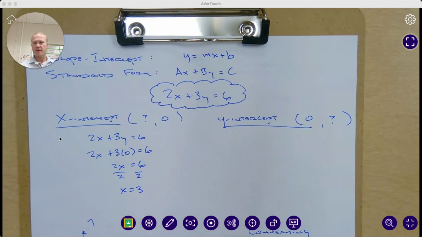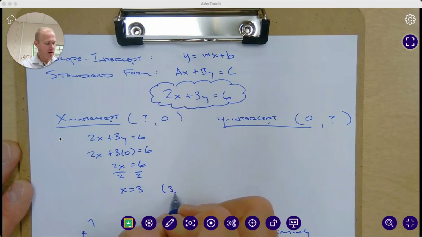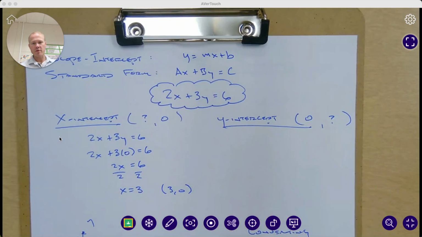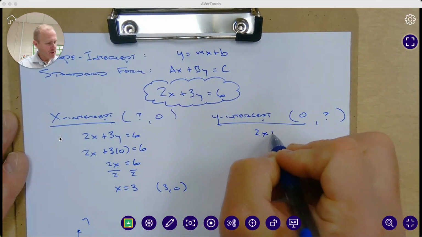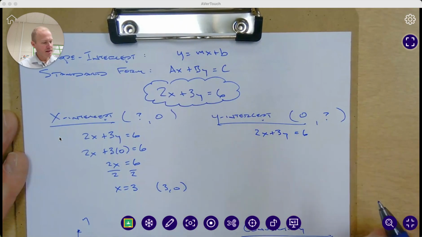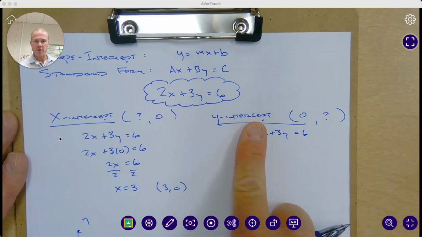Now, technically, x equals 3 is a vertical line, so really you should be writing it as the x-intercept is (3, 0). Get in the habit of doing that. Don't be the kid that just writes x equals 3 because it's technically incorrect. Moving on, 2x plus 3y equals 6. This time I'll cover up the 2x. That term falls away. You can see obviously the y becomes 2.